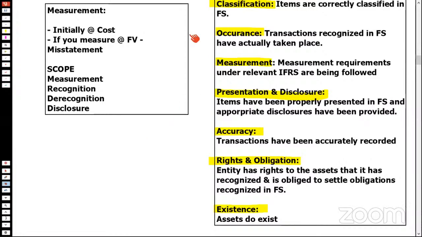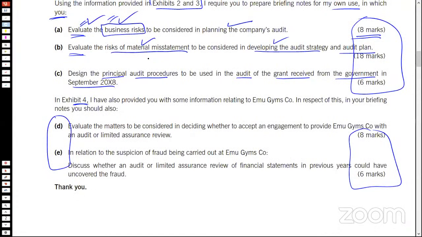So what have we done? Thank you, Michael Akoto. Now, so what have we done? We have discussed the concept of risk of material misstatement. The third aspect is that we have to design the principal audit procedures, which I'm going to discuss a bit later.